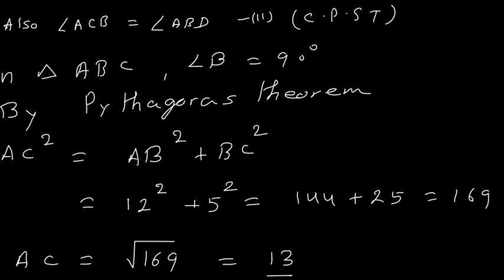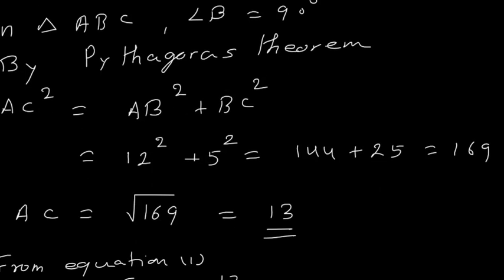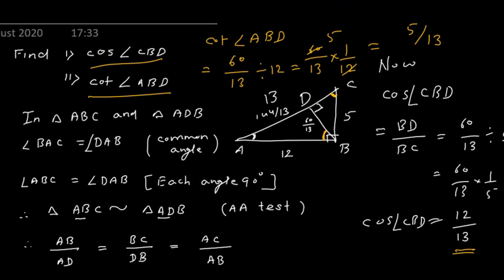Okay. Now let us move to next question. So this question is little difficult. Again how we proceed, we first find the value of AC, then we take two similar triangles, and by that we will find the value of BD, value of AD, right? And then we use ratio to find cos of angle CBD and cot of angle ABD.